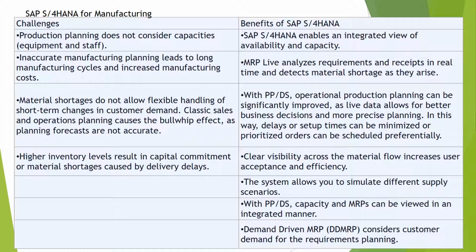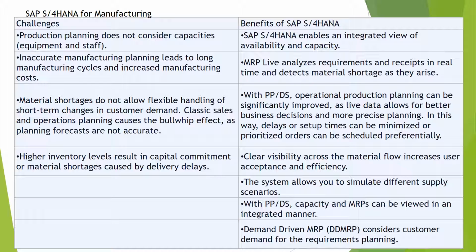And in case of SAP S/4HANA manufacturing challenges, right? So I can say, actually, what are the benefits of SAP S/4HANA over the ECC, and what are the challenges? Challenges in this thing: production planning does not consider capacities, that is equipment and staff. Benefit in the sense SAP S/4HANA enables an integrated view of availability and capacity. And in case of challenges, inaccurate manufacturing planning leads to long manufacturing cycles and increased manufacturing costs.